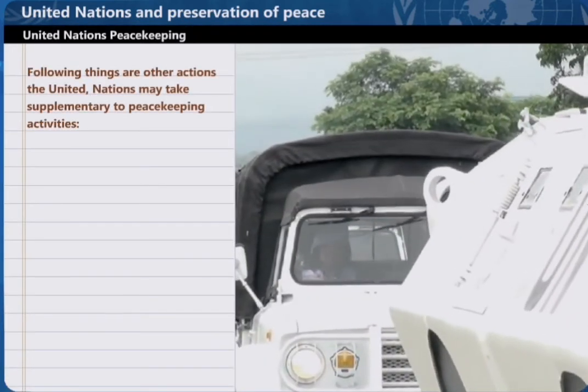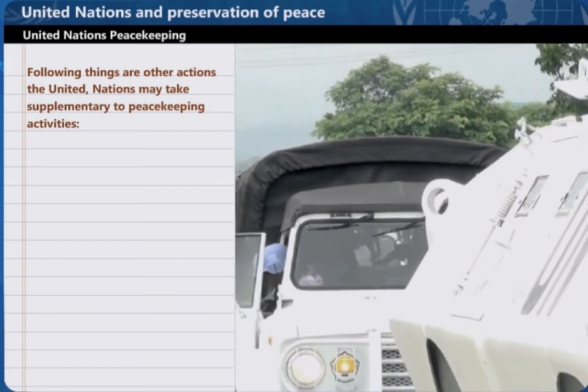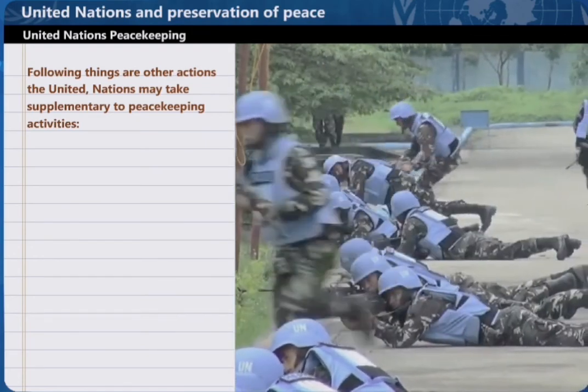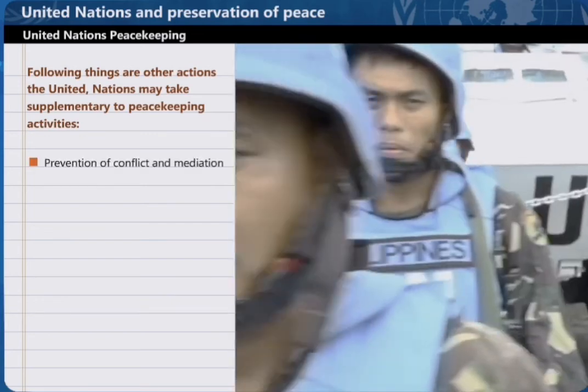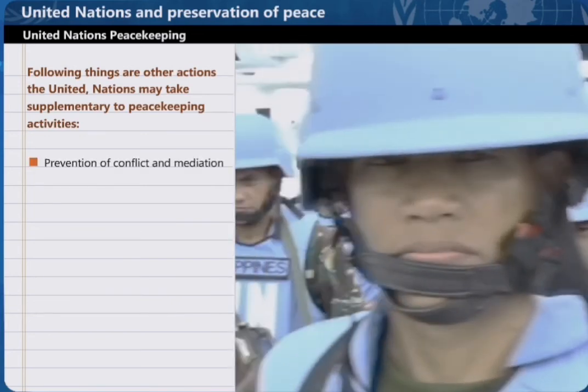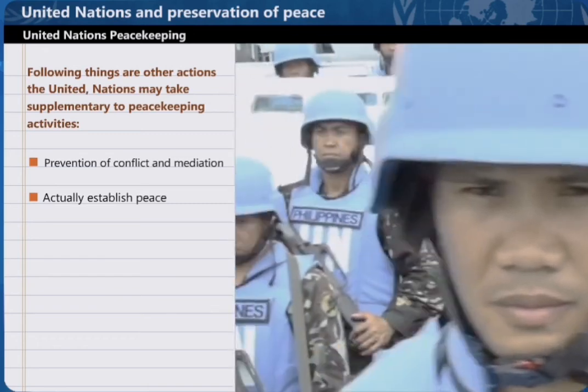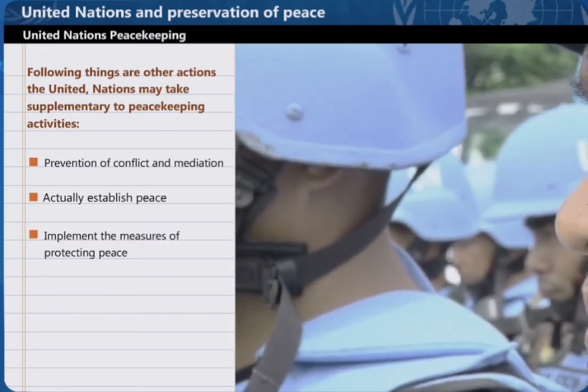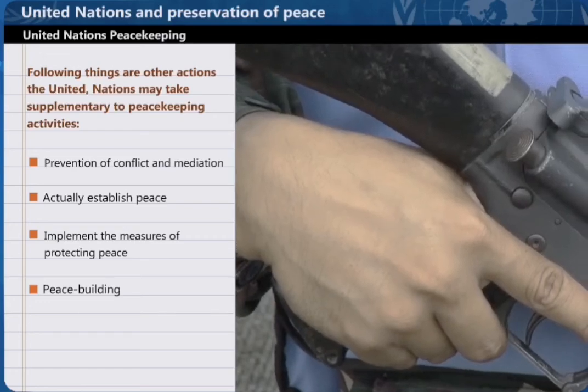Following things are other actions the United Nations may take supplementary to peacekeeping activities. Prevention of conflict and mediation, actually establish peace, implement the measures of protecting peace, peace building.